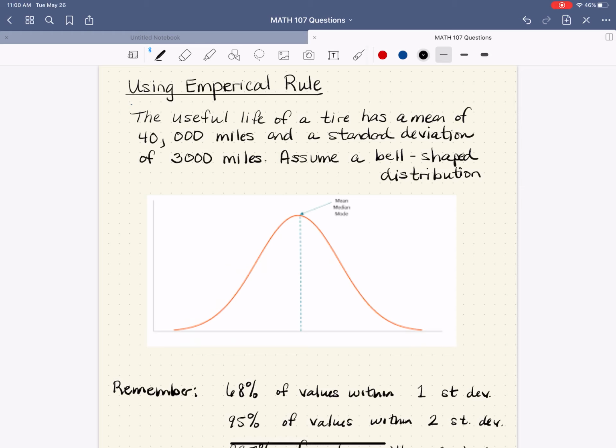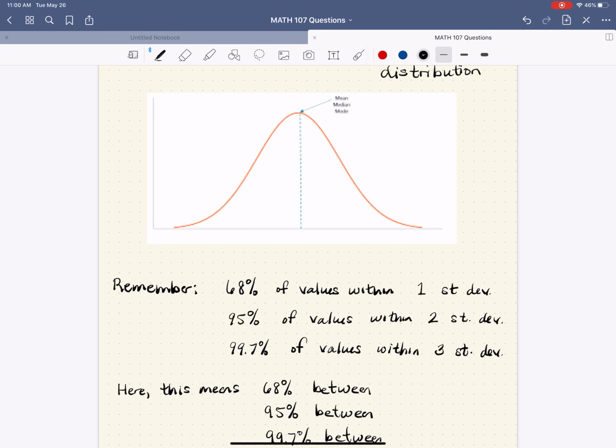So let's say, for example, we have the useful life of a typical tire that you put on a car, with a mean of 40,000 miles and a standard deviation of 3,000 miles. We're going to assume that we have a bell-shaped distribution as depicted in this picture here. So the things to remember here, we know that 68% of the values are going to be within one standard deviation of the mean, which we know is this middle value right here. So I'm going to actually mark this with a 40,000. We know that 95% of the values are within two standard deviations of the mean, and 99.7% of the values are within three standard deviations of the mean.